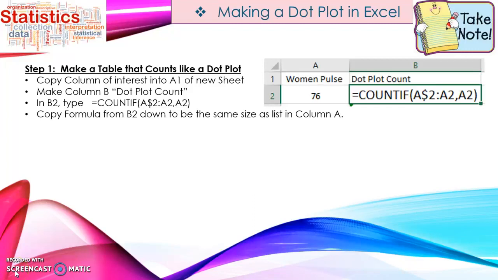Let's talk about how to make a dot plot in Excel. So the first thing we need to do is look at what we're interested in and put that on a fresh sheet. And we have to make a special column in order to count what goes in the dot plot. So I'm going to copy this formula into that sheet, and we'll see what that looks like.